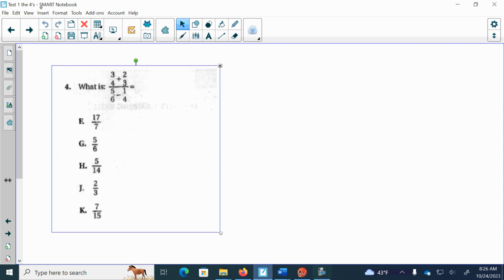This is Mrs. Ward, and I'm going to go over practice test one, the fours. So question number 4 says, what is the sum of this? The easiest thing is to get out your calculator and put it into your calculator. Remember, when you're going to put it into your calculator, you are going to hit control.